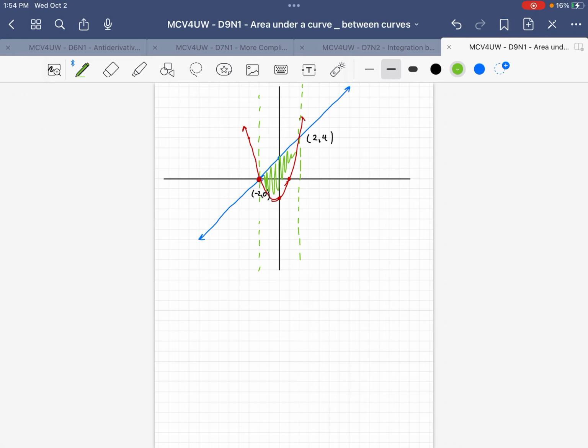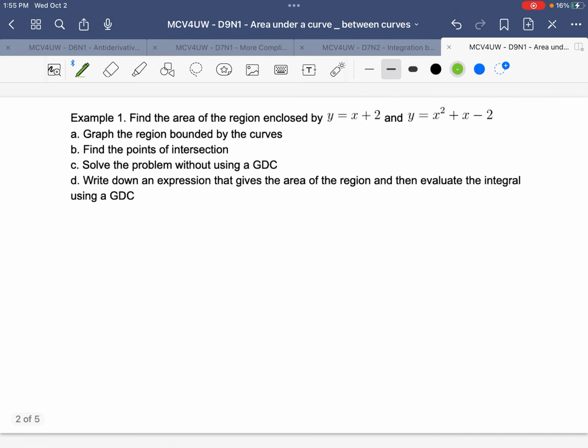All right, so let's go back to the other page and apply everything we just talked about over here. So we've now graphed the curve. We found the points of intersection, which are negative 2, 0. Right, that was point number 1. And 2, 4 was the other one. Now we're going to solve this problem without a GDC. Obviously, our GDCs can do this very quickly.